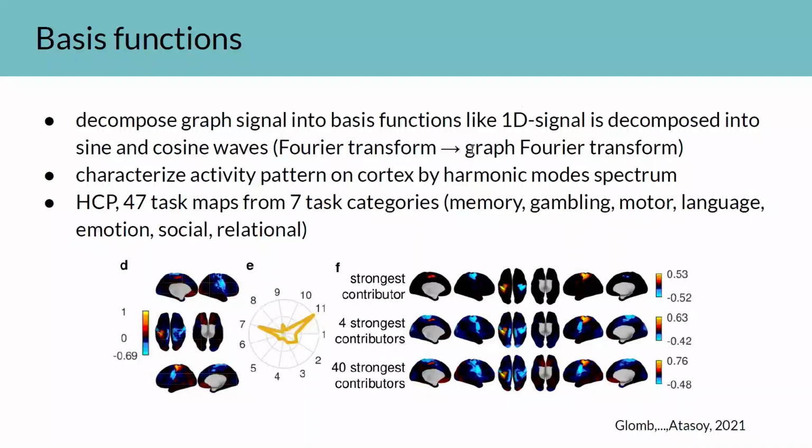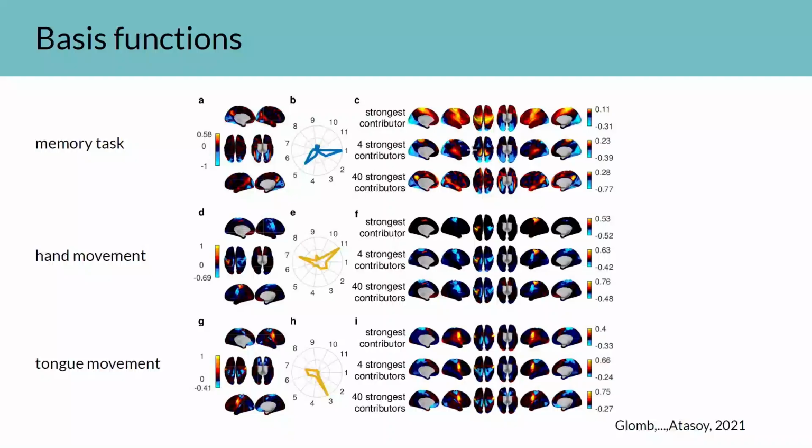And then the fancy way of showing the spectrum, in this round spectrum in the middle, just shows the contribution of the first 11 functional harmonics that I showed you before. So here, it's a very busy slide, but I just want you to appreciate the difference between the spectra in the middle. So these are different tasks from different task categories.